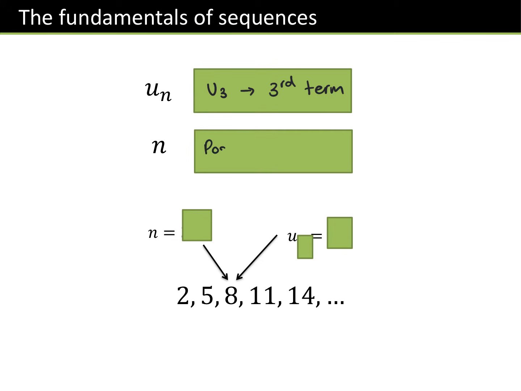This is the position. For example, we have a look at the sequence here. This position is position 3. So that means n equals 3. So that means the third term, U3, equals 8. Okay, this is just some terminology.